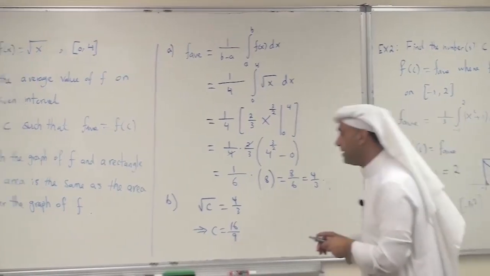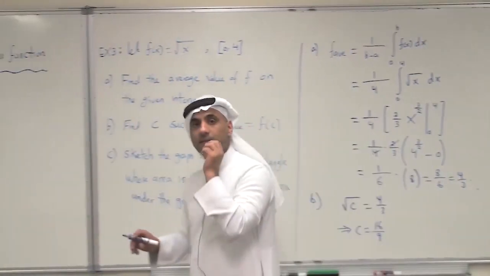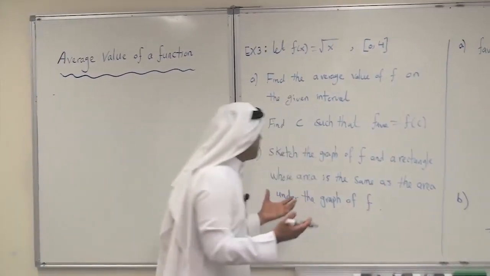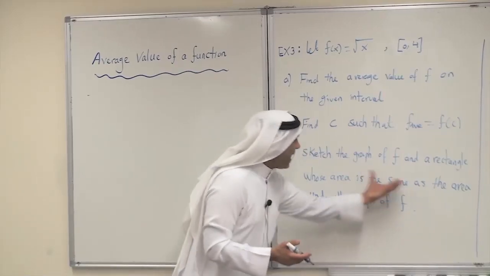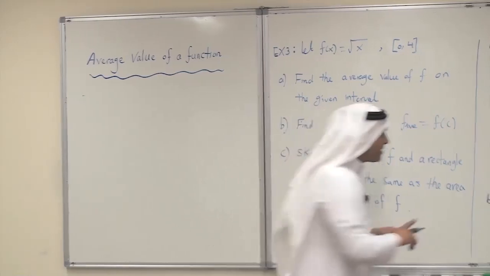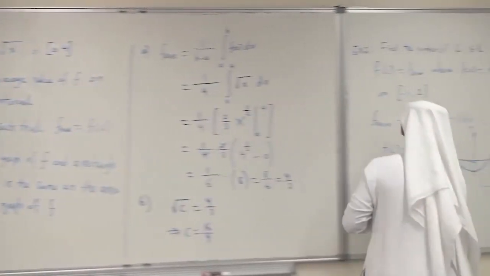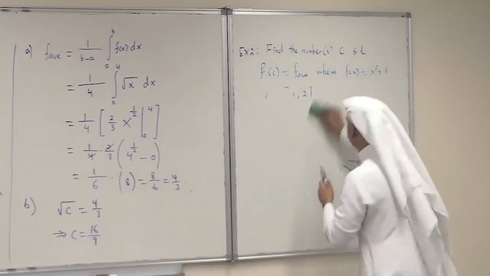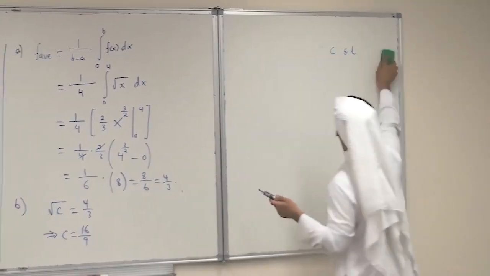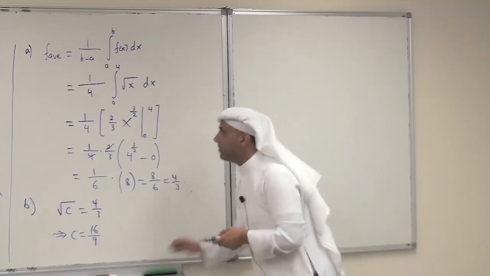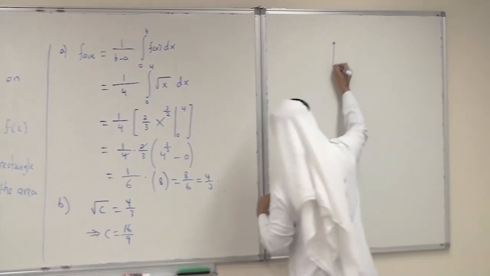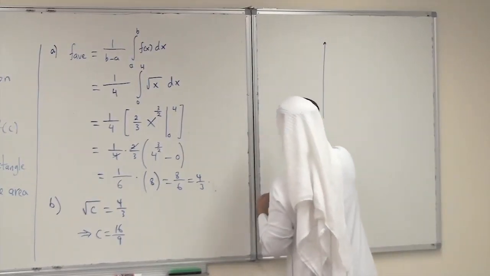The last part says explain this one geometrically. Explain this one geometrically, it means find a rectangle whose area is exactly equal to the area under the curve. Okay, let us see how to do this. So let us sketch the graph of the function, looking for the average of that function, and then we search for that rectangle whose area is exactly equal to the area under the graph of radical x. Okay, so let us try to sketch the graph of the function first. So this is what we have.